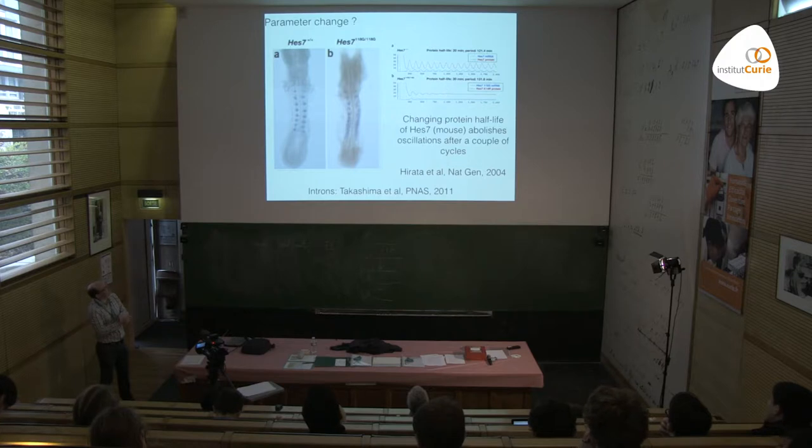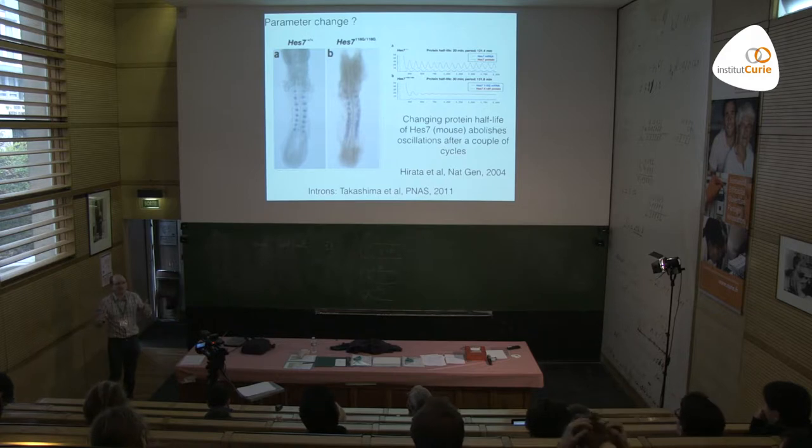And so you have mutants where you see that you're only forming a couple of somites, so then you are in trouble. I'm not sure this really validates the model because the problem is that you kill the oscillation. So you would really like to have something where you change the period and then you have longer or smaller somites, working in permanent regime.